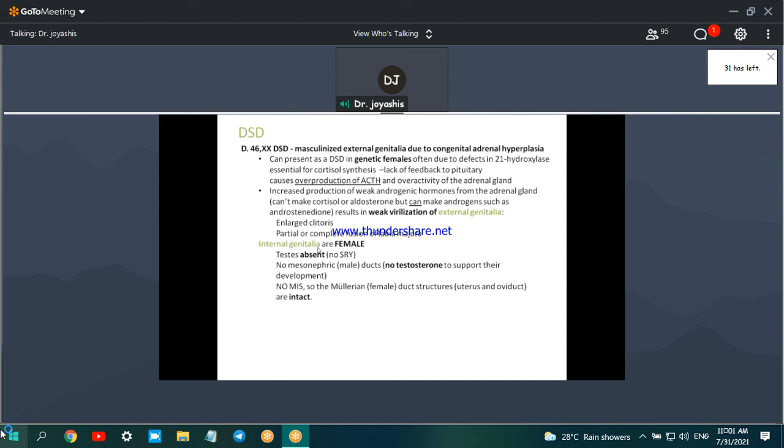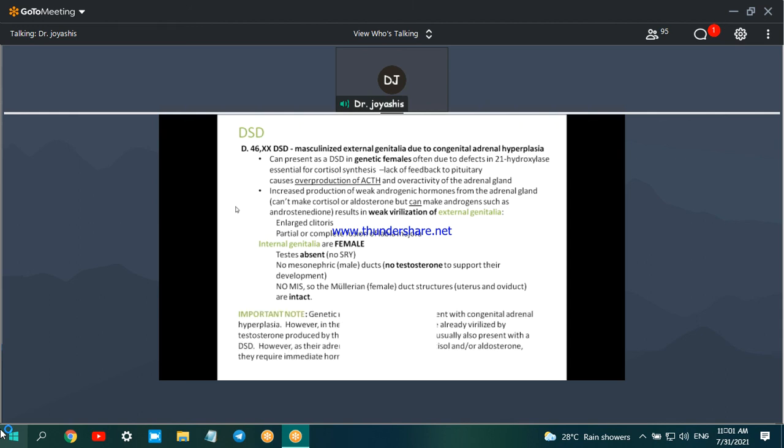Here, there is an enlarged clitoris, and partial or complete fusion of the labia minora. Internal genitalia are female. The testis is absent, as are the vas deferens. No mesonephric ducts, as there is no testosterone to support their development. No MIS, so the Mullerian duct structures develop, which is usual for the female.